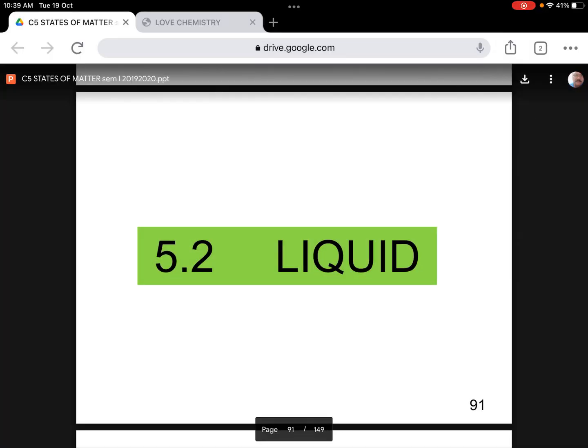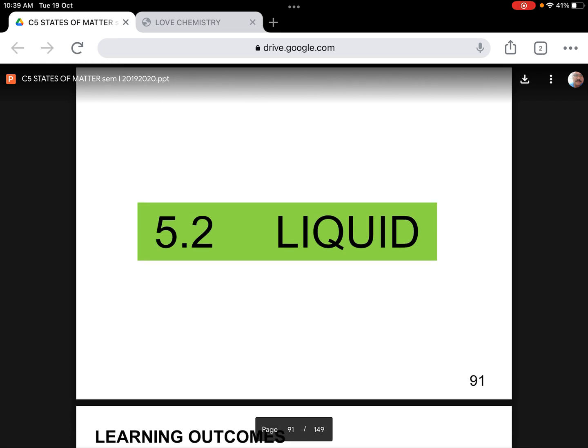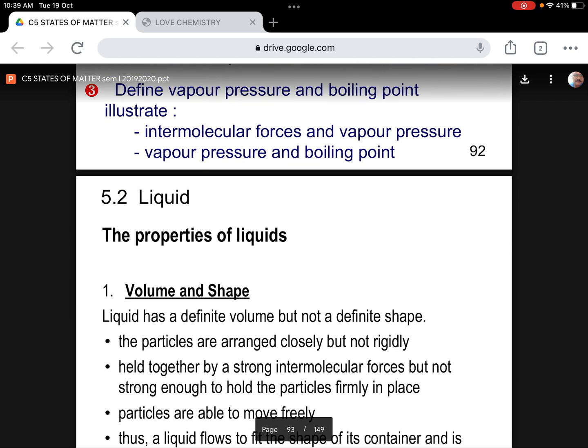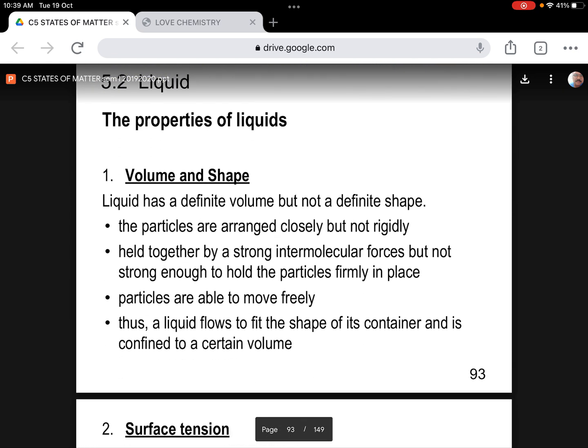Now we continue with 5.2, liquid. These are the learning outcomes of liquid. First, we look at properties of liquids. Before we continue, liquid and solid are purely theoretical explanation. So I try to summarize the points.